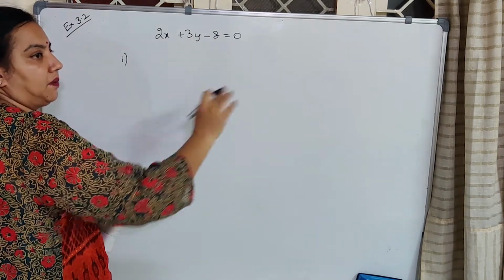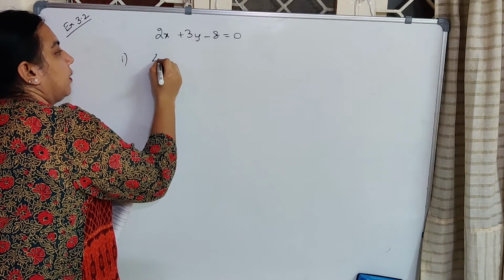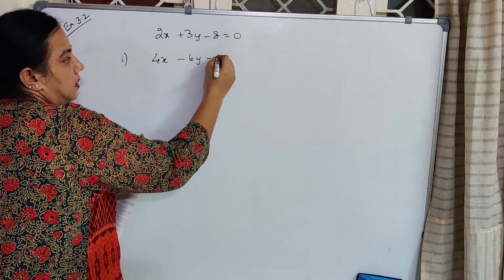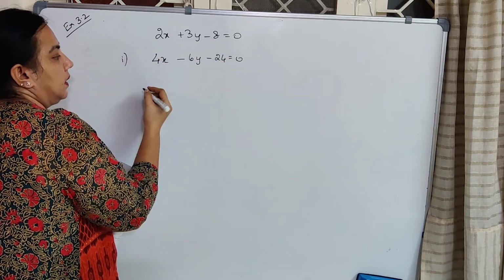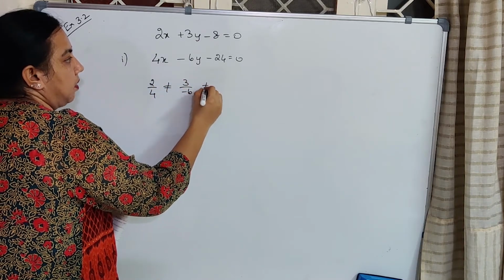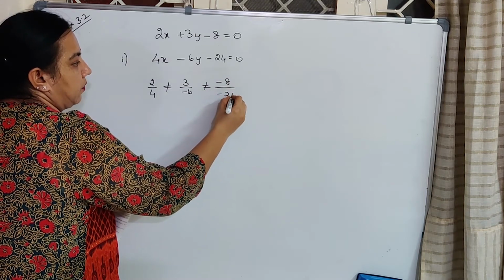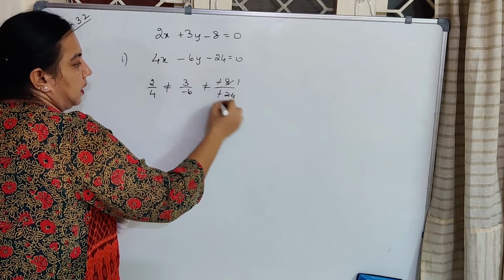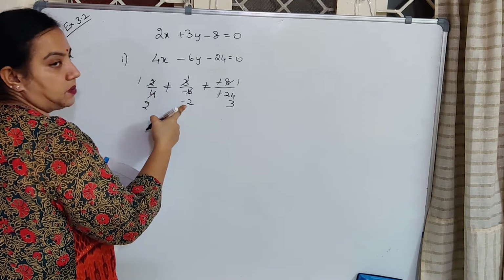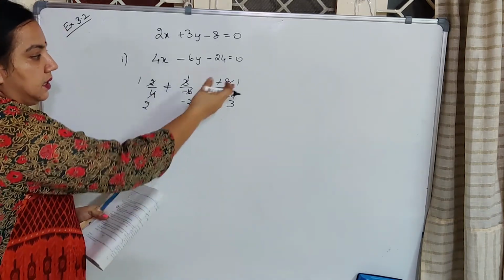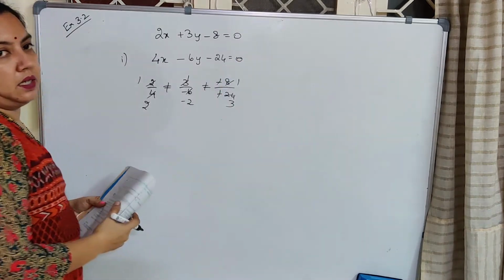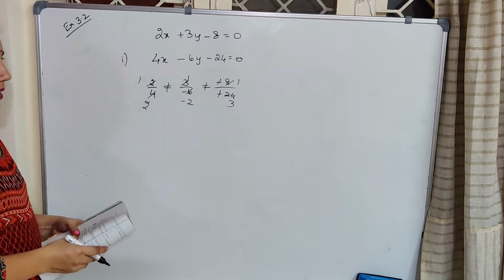So I can write any random numbers. I will write 4x minus 6y minus 24 is equal to 0. In this, 2 by 4 is not equal to 3 by minus 6, which is not equal to minus 8 by minus 24, right? 1 by 2, 1 by minus 2, 1 by 3. Because of this minus sign, these both are not equal, and c1 by c2 is also not equal. So these two equations will surely make one point of intersection.